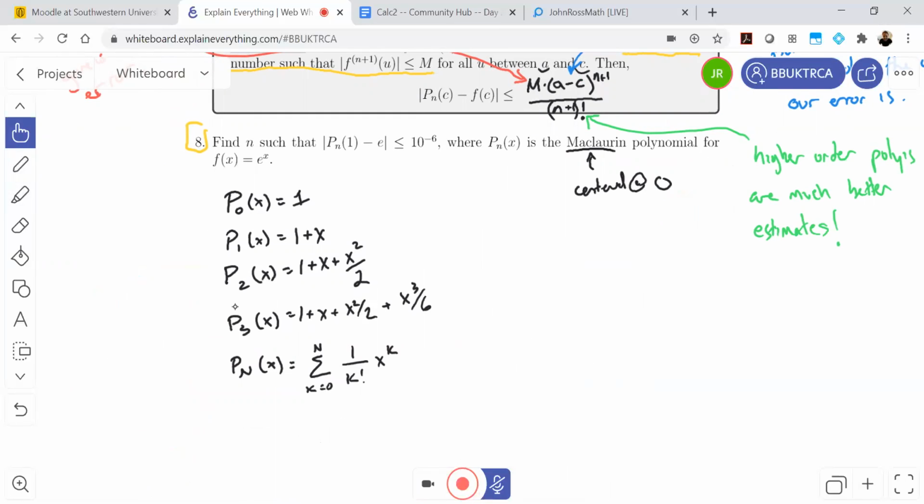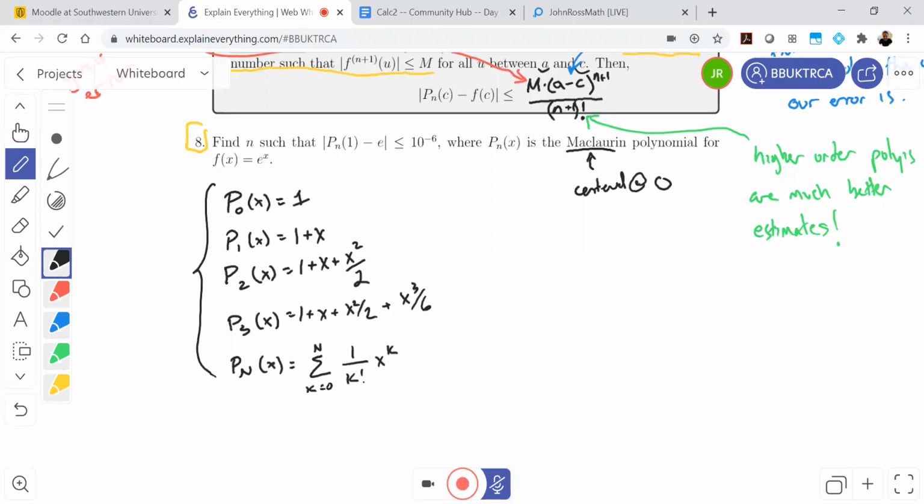Now, what we're asked to do is to use these to approximate the number e. In other words, each of these are approximating f of x equals e to the x, and we want to use these to approximate just the number e by itself, aka e to the 1. So we're interested in taking e to the x, plugging in x equals 1, and approximating it using an appropriate Taylor polynomial plugged in, again, at x equals 1.